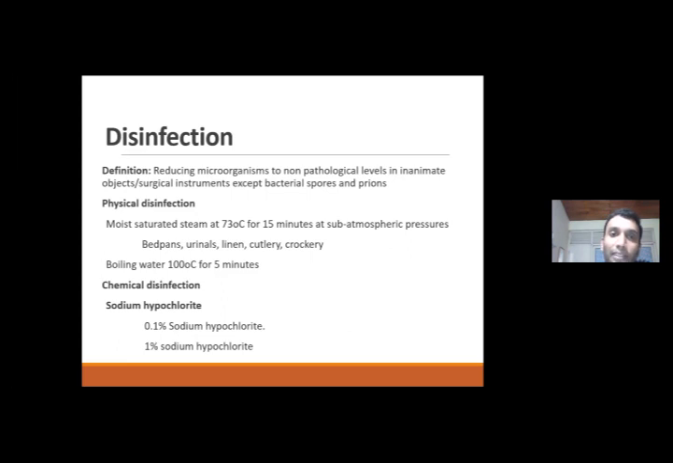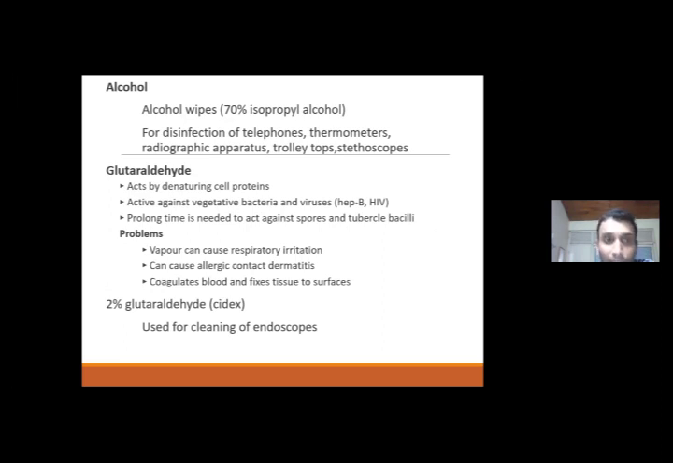Disinfection is reducing microorganisms to a non-pathological level on inanimate objects or surgical instruments, except bacterial spores and prions. Physical disinfection uses moist saturated steam at 73 degrees Celsius for 15 minutes at subatmospheric pressure, usually for wet pants, jeans, and linen. Or we can use boiling water at 100 degrees Celsius for 5 minutes. And chemical disinfection uses sodium hypochlorite, alcohol, and glutaraldehyde. The problems with glutaraldehyde are that its vapors can cause respiratory irritation as well as allergic contact dermatitis, and it coagulates blood and fixes tissue to the surface.